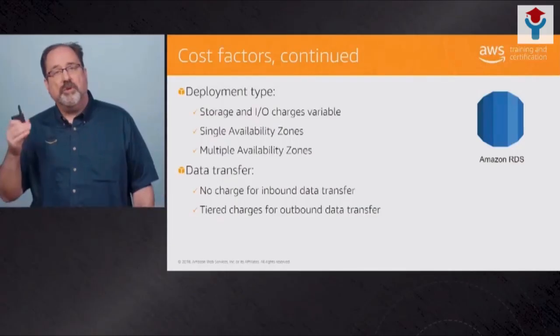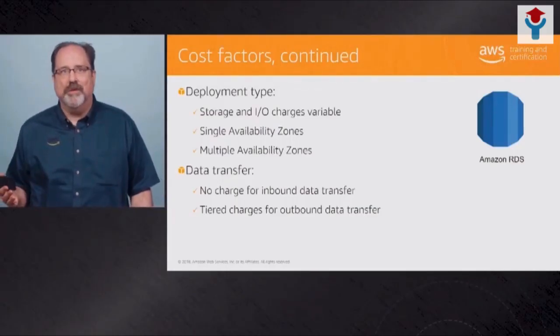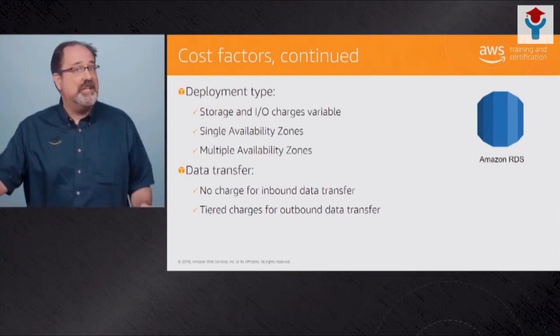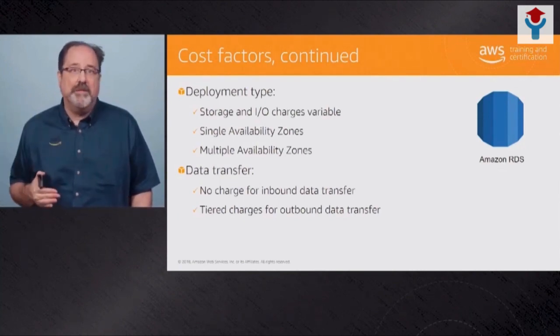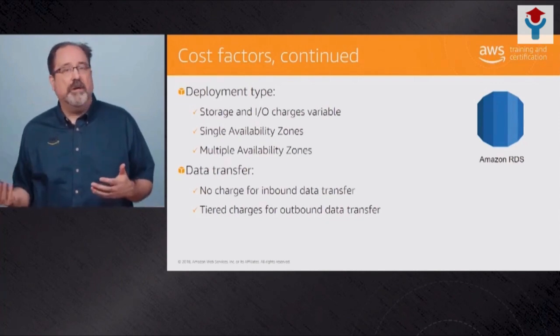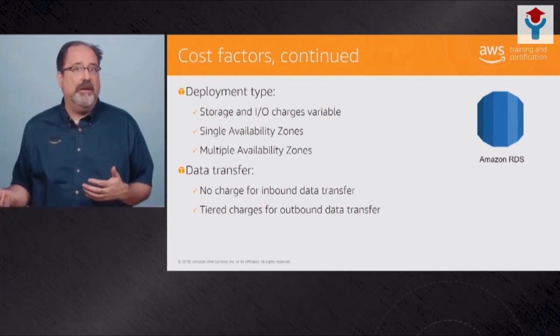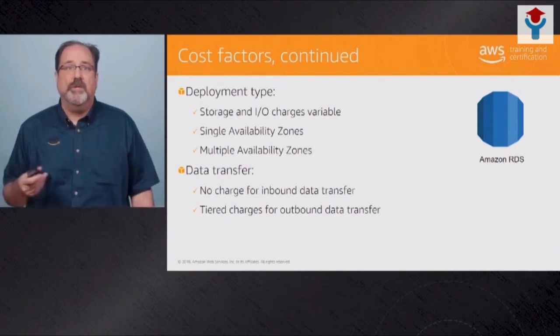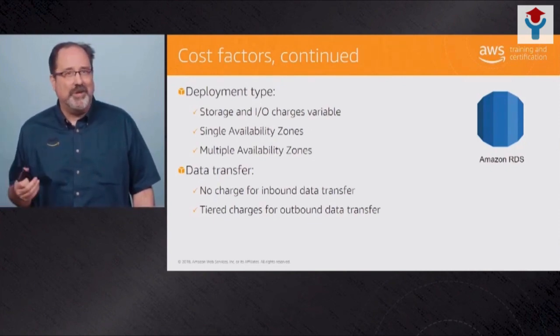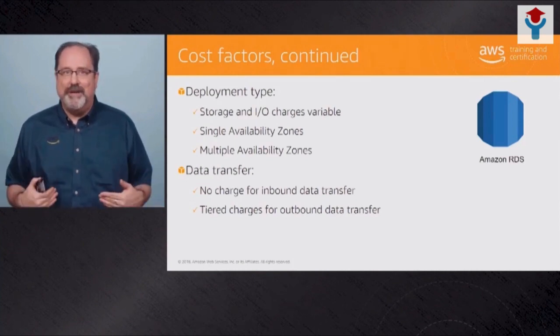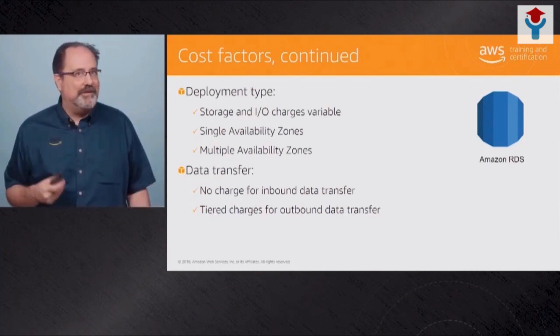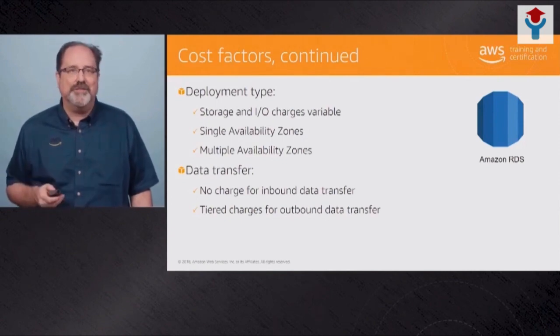We look at deployment type. You can deploy your database instance to just a single availability zone, which is analogous to running your database in a single standalone data center. Or you can run RDS across multiple availability zones, which would be analogous to having a secondary data center. This will give you enhanced availability and durability. Running in this mode, storage and I/O charges may vary. It simply depends on the number of availability zones you choose to deploy to. As always, when we talk about data transfer, all inbound data transfer is free. Outbound data transfer costs are tiered based on volume.